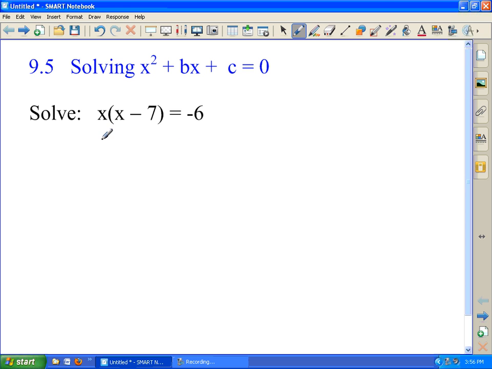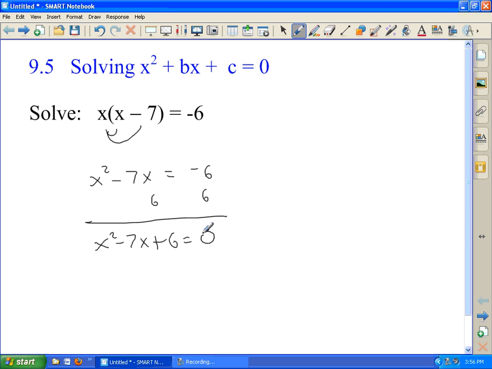And before I do that, I'm going to use my distributive property and distribute the x times x, which is x squared, x times -7 minus 7x. So if that equals -6, then I'm going to be adding a positive 6 to both sides of the equation and getting x squared minus 7x plus 6 equals 0.